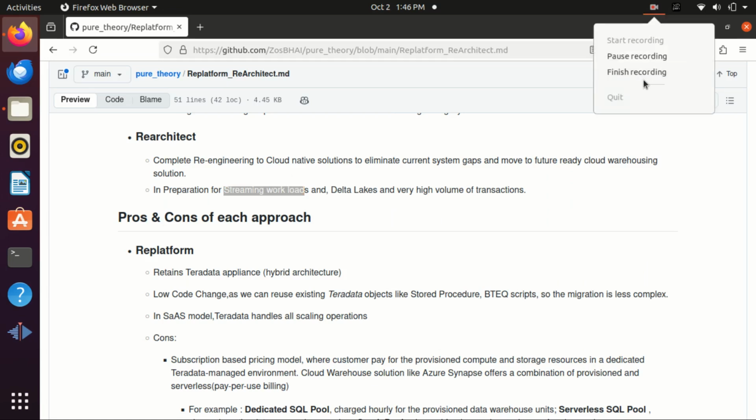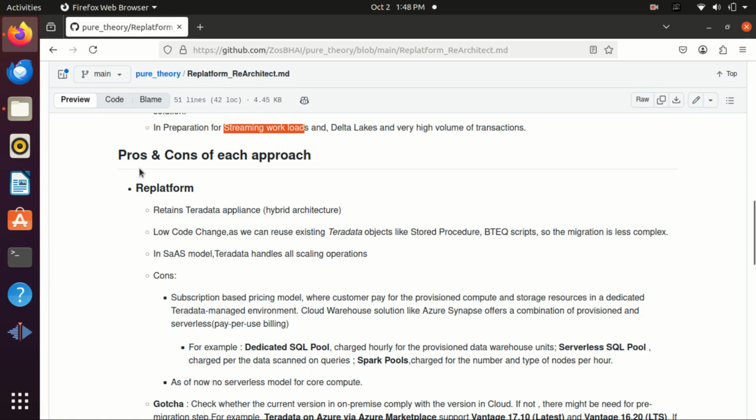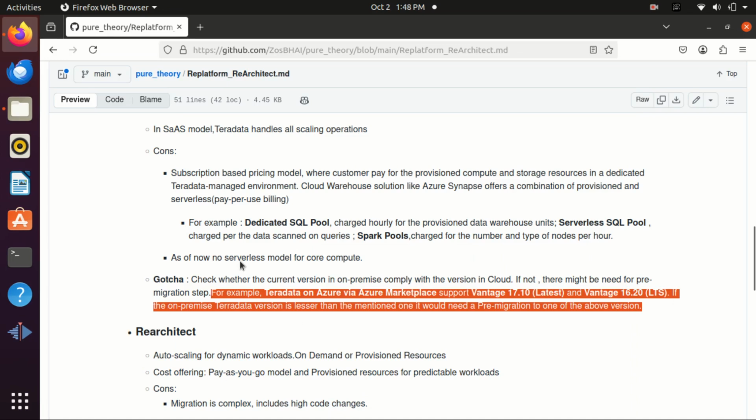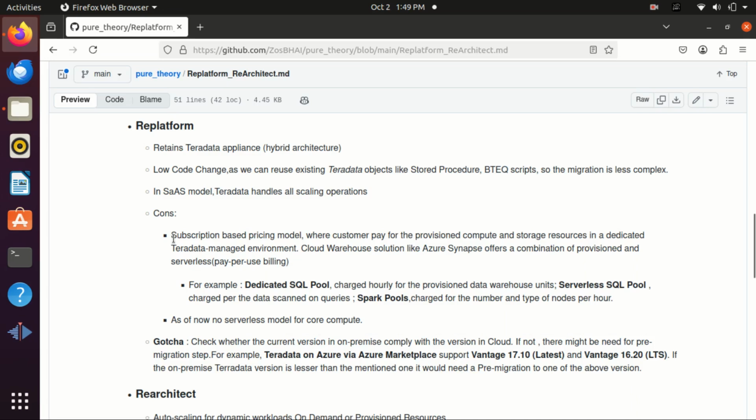Starting with Replatform, the main advantage of Replatform is that you can retain your existing Teradata environment. Migration is simpler because you reuse most of the existing objects like stored procedures and BTEQ scripts. If you are moving to a SaaS-based option like Teradata Vantage from Azure Marketplace, you just need to make sure that the version you are running on-prem matches the version in the cloud. If not, you will need a pre-migration upgrade first.